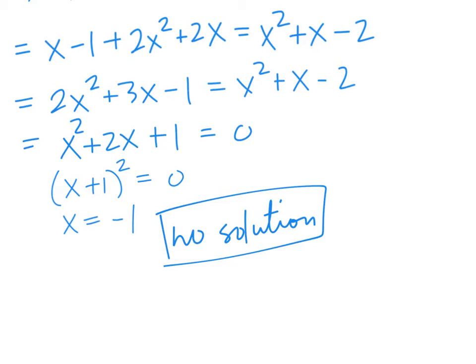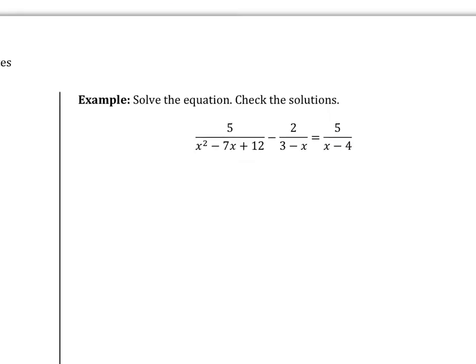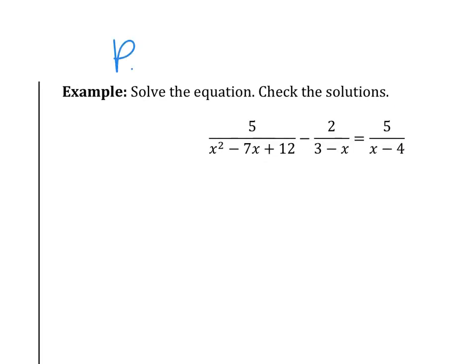Okay, let's do one. You guys want to do an easy one or a hard one? One person says hard. Hard one or more challenging one? Okay, let's do one hard one together. Let's go all the way to the last page, page 23. Okay, let's do this one.